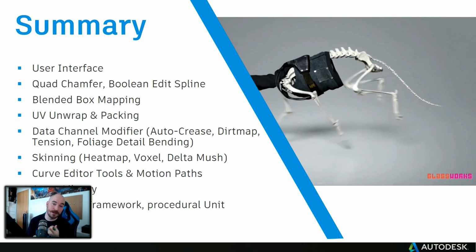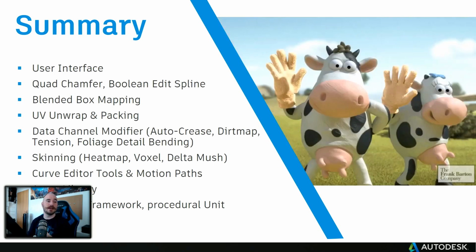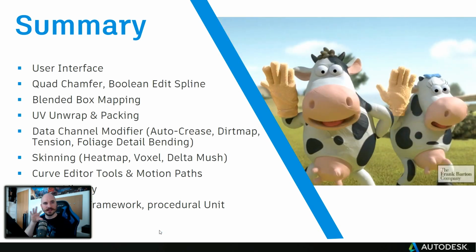So I talked a little bit about the user interface, definitely, and we saw these little tips about the quad chamfer and the boolean. Remember, the Boolean library gives you access to spline information as well. Blended box mapping and UV unwrap, different workflows, but both overhauled. The UV unwrap is much faster, so it's now GPU accelerated. That's something I didn't mention. Data Channel modifier.